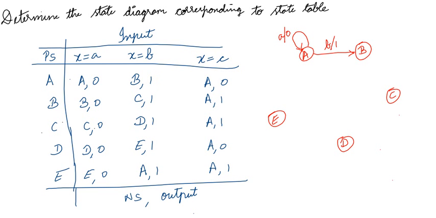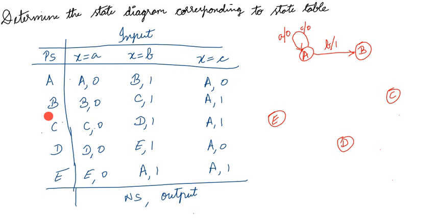Now what state are we in? We are in the state A. When the input is c, this X is your input, we go to the same state A with the output 0. So I can even write it here like another value, c/0. In the present state A, all the 3 possibilities have been filled.